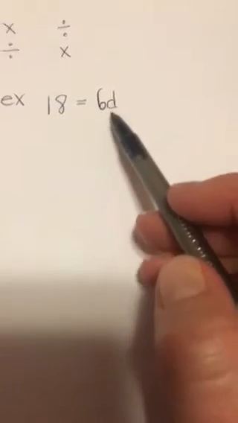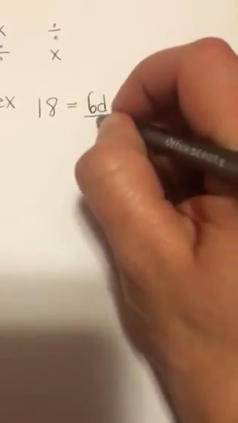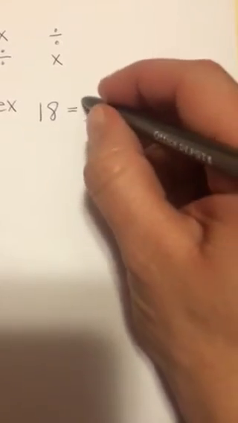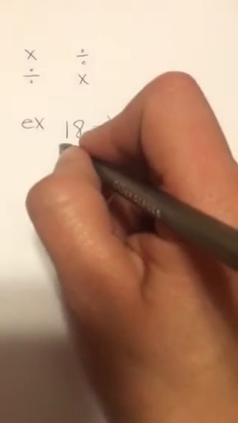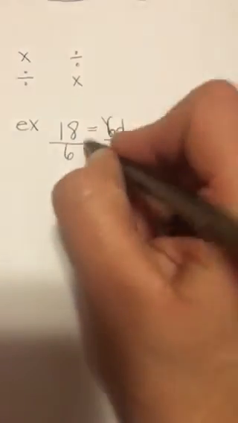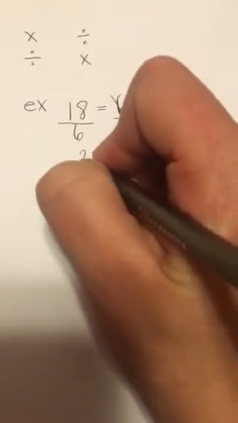So we have multiplication, we want to get the variable by itself. So I'm going to divide by 6. So the 6s can cancel each other out on this side. Whatever I do to one side, I have to do to the other. So 18 divided by 6 is 3.